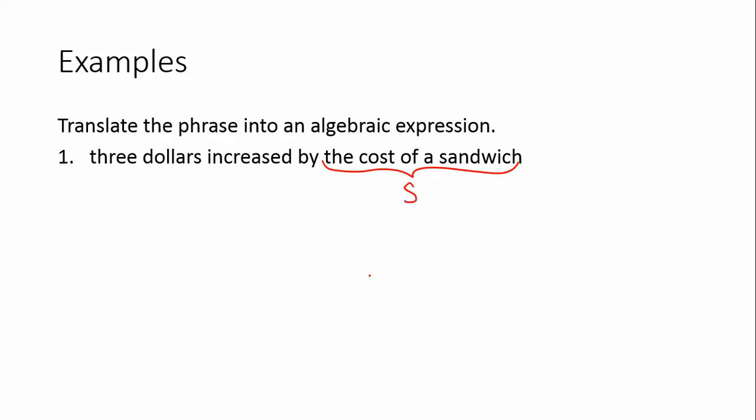Now we need to determine which operation we're talking about. If you go back and look at your list of all of the different words under those mathematical operations, here you see increased by. That means addition. Finally, we need to find a number somewhere, and hopefully you see that it's $3. You can use the dollar symbol here. And now you can see we have formed the algebraic expression. So the algebraic expression for $3 increased by the cost of a sandwich would be 3 plus S. And I actually won't write the dollar symbol there.